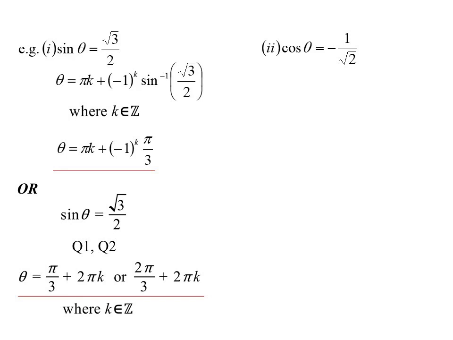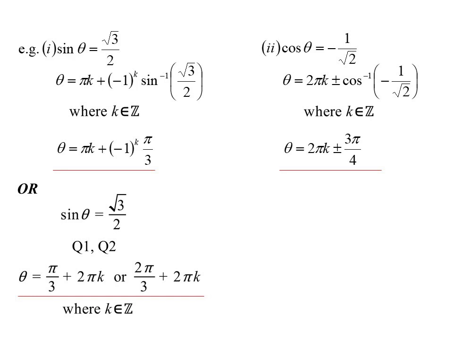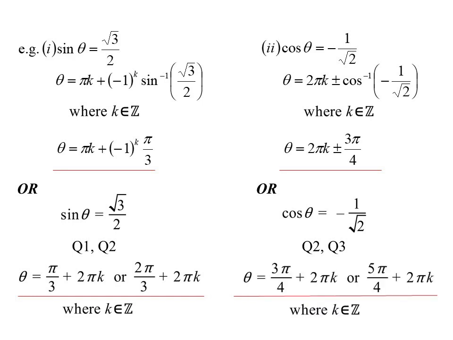So if I did the cosine one, then the formal one, I'd write it like that. 2 pi k plus or minus the inverse cos of minus 1 on root 2, which is 3 pi on 4, was our answer. So I'd write it like that. But of course we can get away with going, well, cos theta is minus 1 on root 2. I'm in the second or the third quadrant. So I get 3 pi on 4 or 5 pi on 4. But then again, I could add 2 pi to each of those solutions.